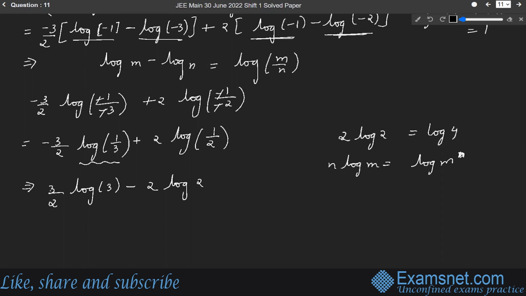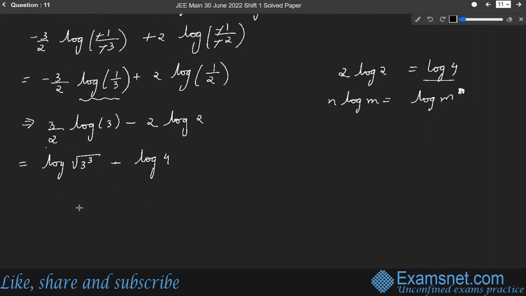Now talking about 3 by 2 log 3. 3 by 2 log 3 can be written as log under root of 3 cube, minus 2 log 2, which is log 4. So substituting this value, now again we have log m minus log n. So what is the formula? Log m minus log n is log m by n. What is m here? Under root of 3 cube, divided by 4.